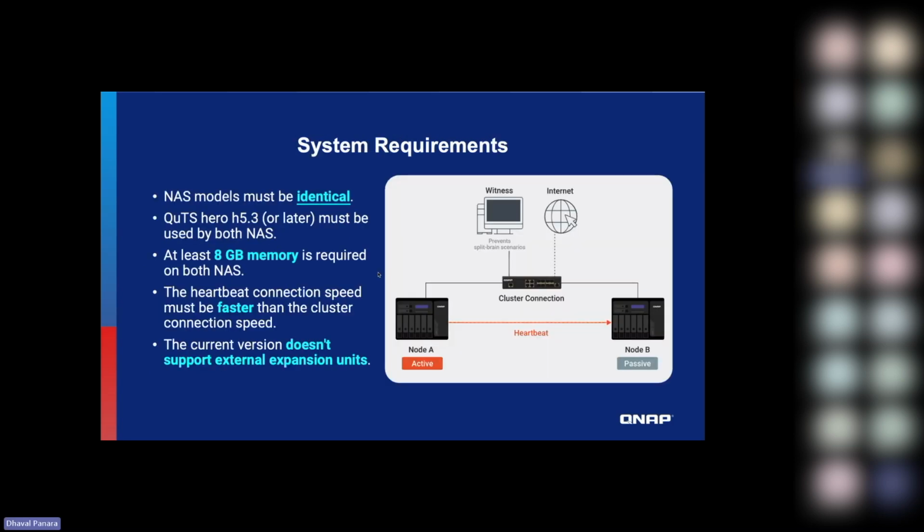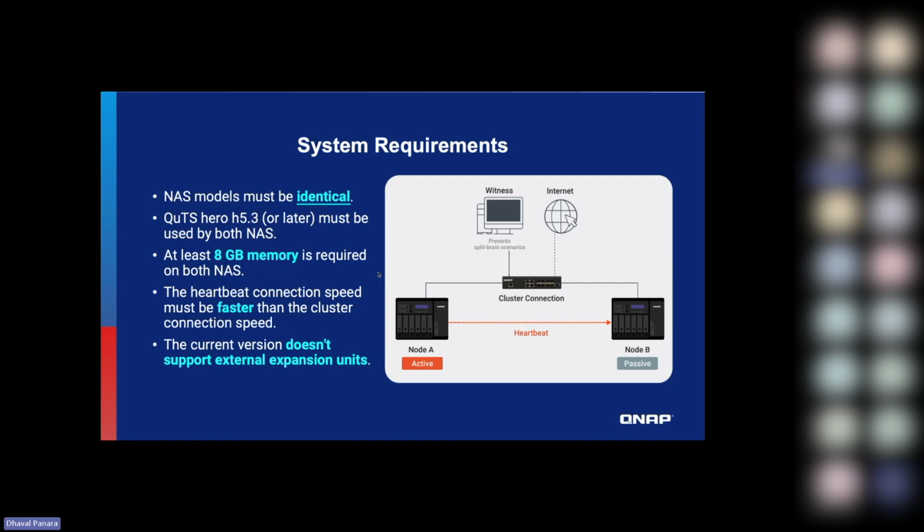What are the system requirements for setting up HA? Both NASs have to be identical, and identical means down to the disk level as well. So for example, if you have two 574 TXs, you need to make sure that both of them have 5 disks, same model, same version. Both of them have to be H5.3 or newer. Both NASs have to have 8 gigabytes of memory minimum.